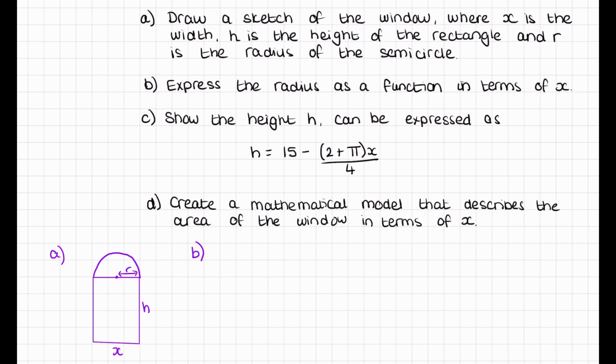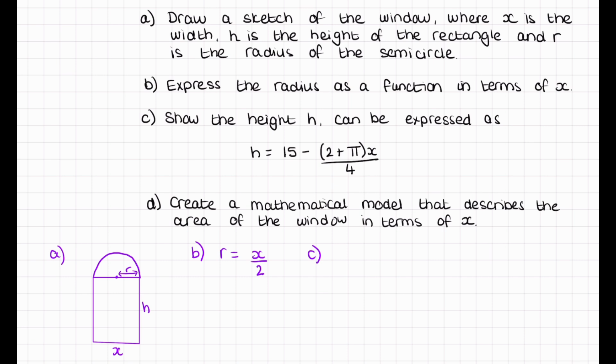Part B, express the radius as a function in terms of x, which means we need an r equals and only x in the equation after that. With this, we know that the radius is half the width, therefore the radius would be equal to x on 2, because we know that x is the width of this rectangle, which is also the width of the semicircle, so the radius must be half of that. Part C, show the height h can be expressed as h equals 15 minus (2 plus pi), all multiplied by x, divided by 4.